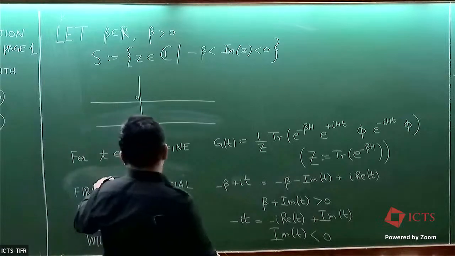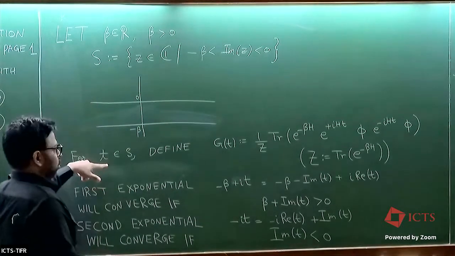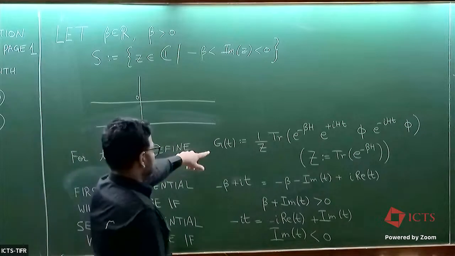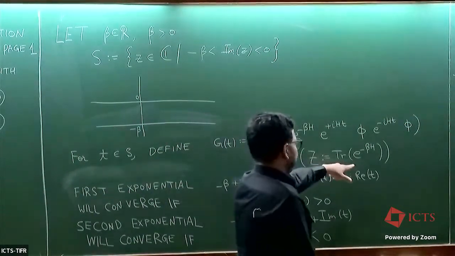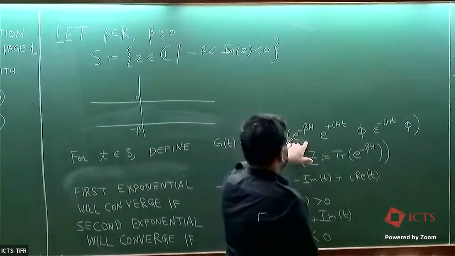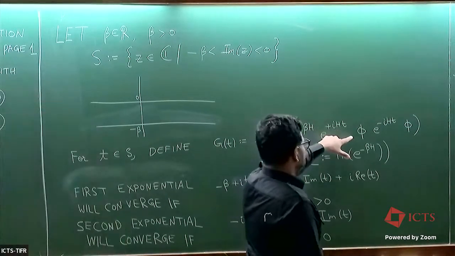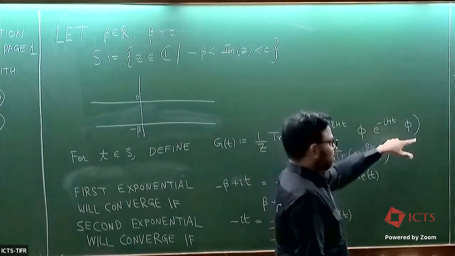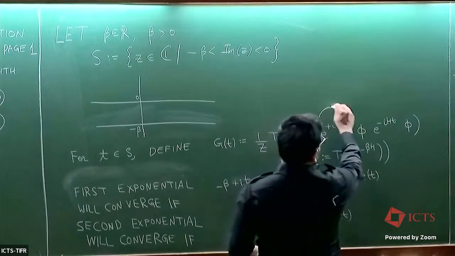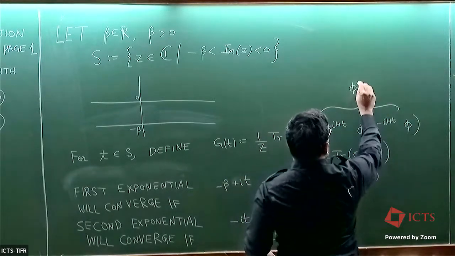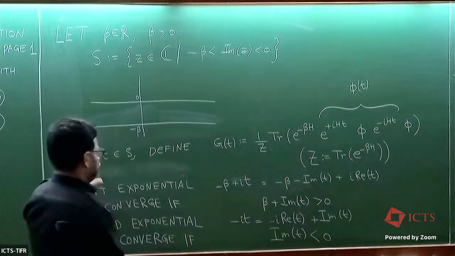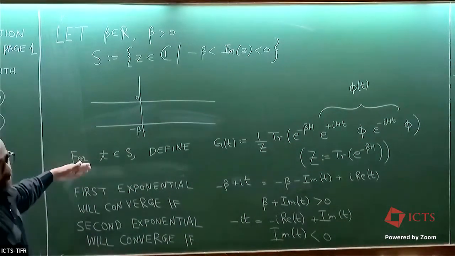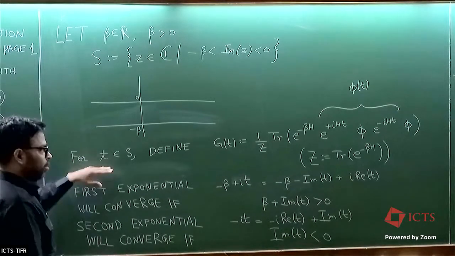So we define for all t in this strip, where t is a complex number, g of t as 1 over Z, where Z is the thermal partition function, the trace of e to the minus beta H. So you insert this state, and then you have e to the iHt, phi, e to the minus iHt, phi. If you want, you can think of this as the operator phi of t. But I just want to emphasize that I'm taking t to be complex to start with. So it's not real or imaginary or anything, it's just a complex number.